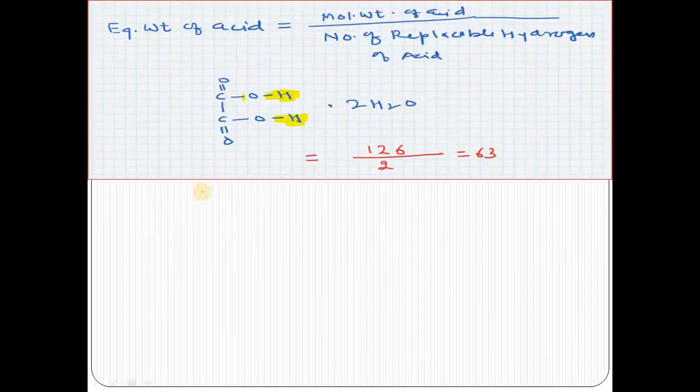And equivalent weight of acid, for oxalic acid, is molecular weight of acid divided by number of replaceable hydrogen of acid. So here formula of oxalic acid is like this: HCOOH HCOOH dot 2H2O, which is hydrated form. So molecular weight of acid is 126 divided by number of replaceable hydrogen, that is 2. So equivalent weight of oxalic acid is 63.